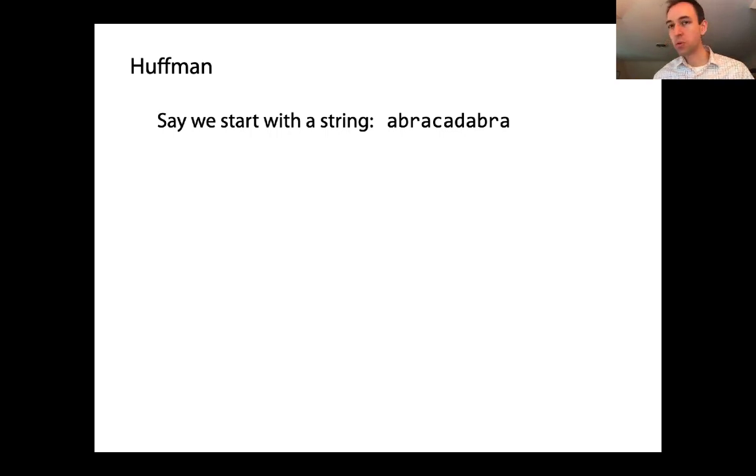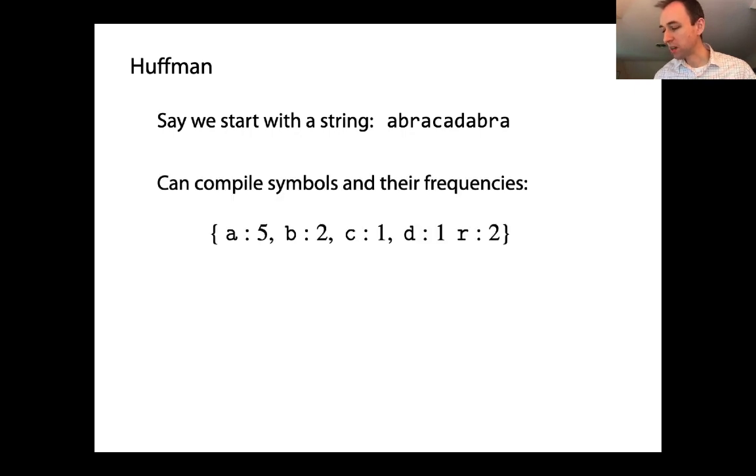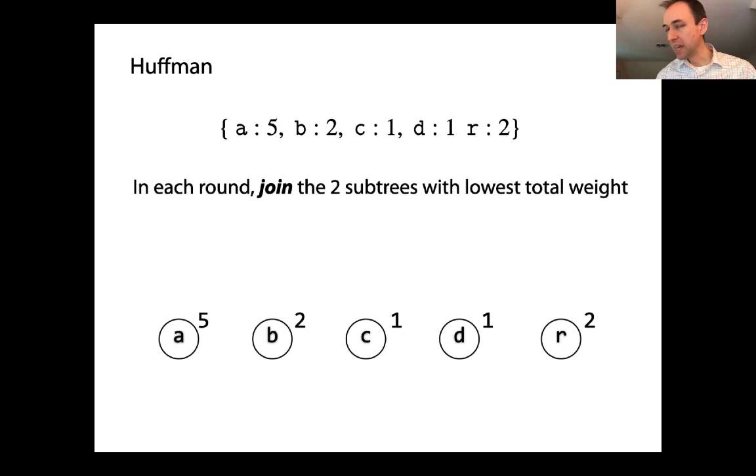So let's go through an example to see how Huffman works. Let's say we start with a string, abracadabra, and we're first going to count up how many times each symbol occurs in that string. So we've got 5 A's, 2 B's, 1 C, 1 D, 2 R's. And then we're going to take each of these characters and their frequency and create the beginning of what's going to end up being a tree.